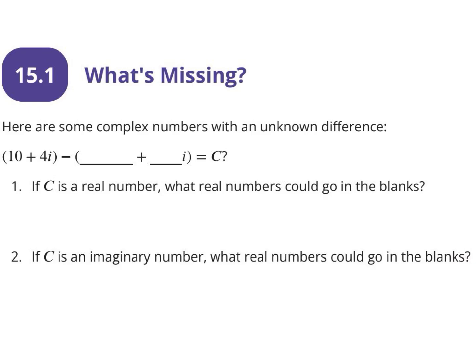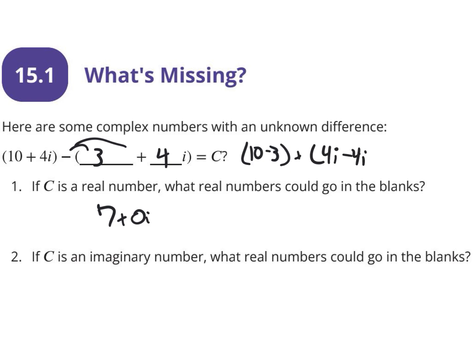If c is a real number, 10 minus 3. And then c is a real number, which means you have no imaginary part. 4 minus what number? 4 minus 4 is 0. So that would leave us with 7 plus 0i, because you distribute the negative and you get 10 minus 3 plus 4i minus 4i. And this is why you have 7 plus 0i.